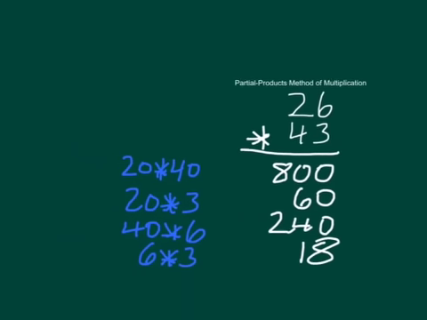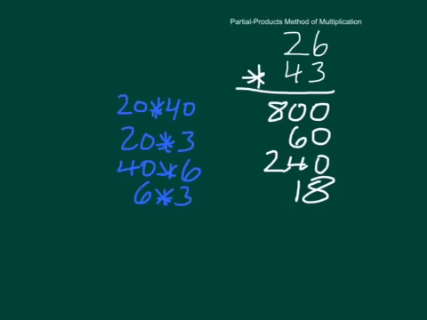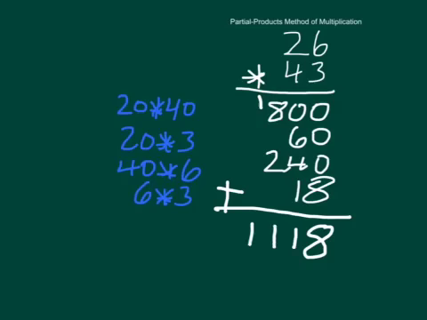The last step of this process is to add it all up. And what do you get when you add all these numbers together? 0 plus 0 plus 0 plus 8 equals 8. 0 plus 6 plus 4 plus 1 is 10 plus 1 is 11. Of course, I'll have to carry my 1. 8 plus 2 is 10, plus 1 is 11. So I get 1,118.